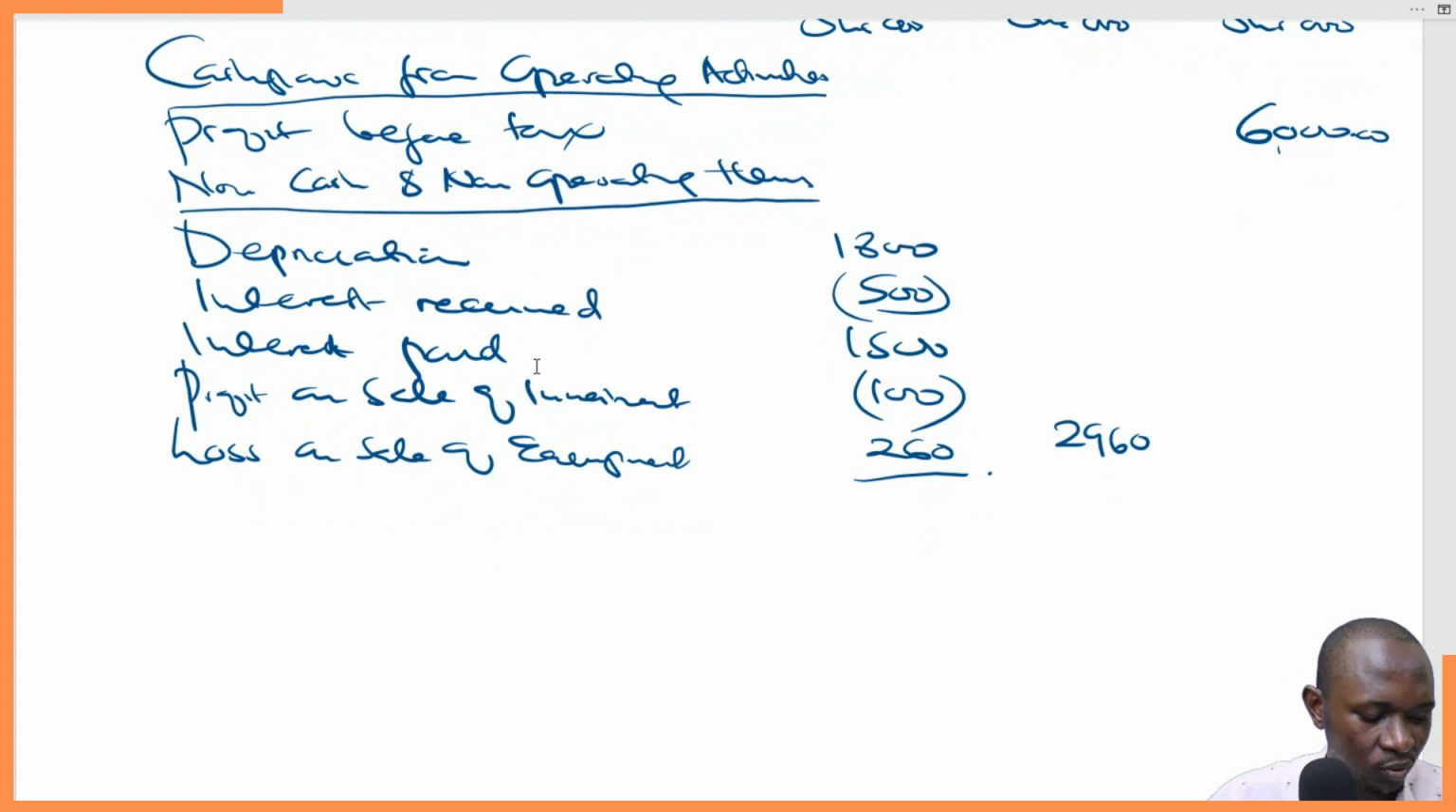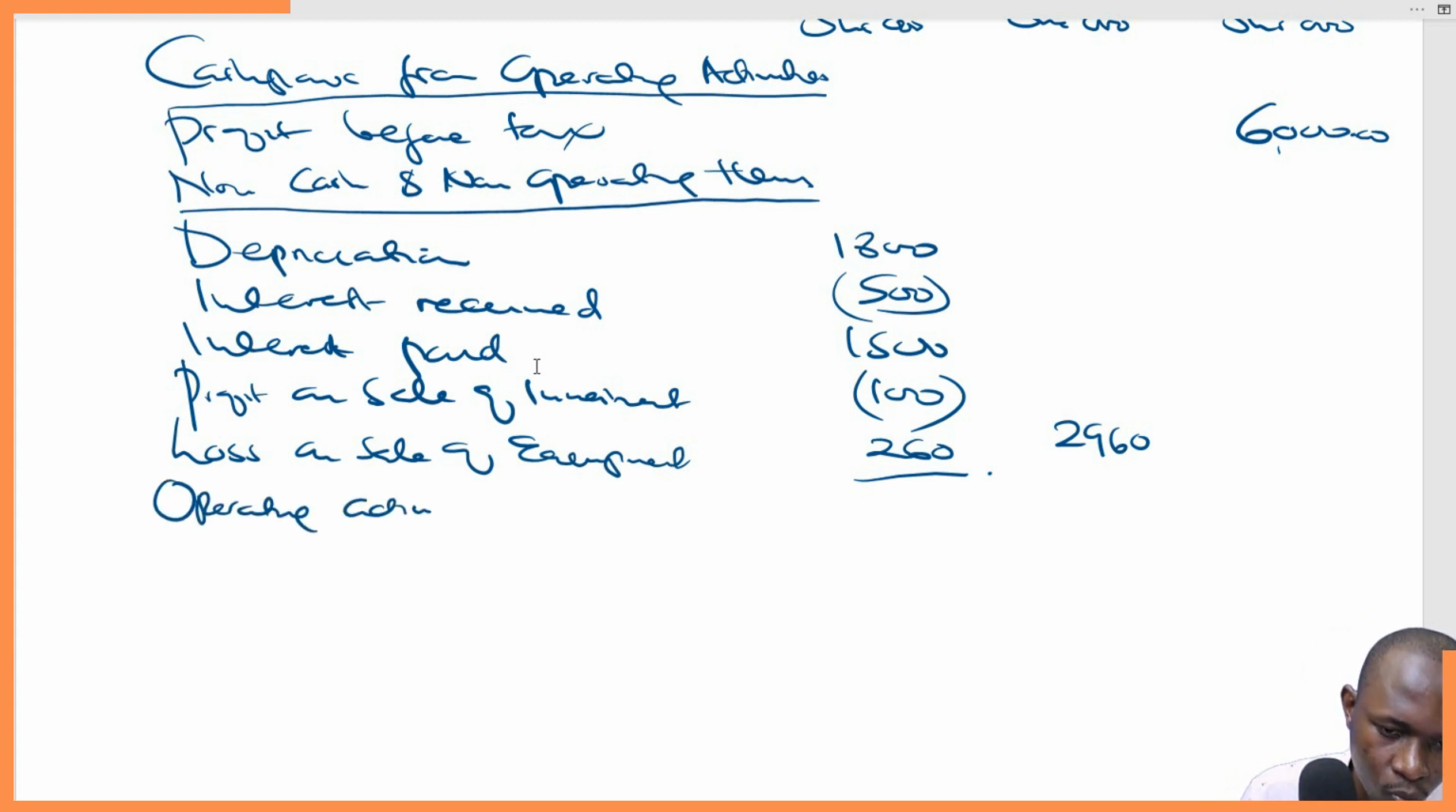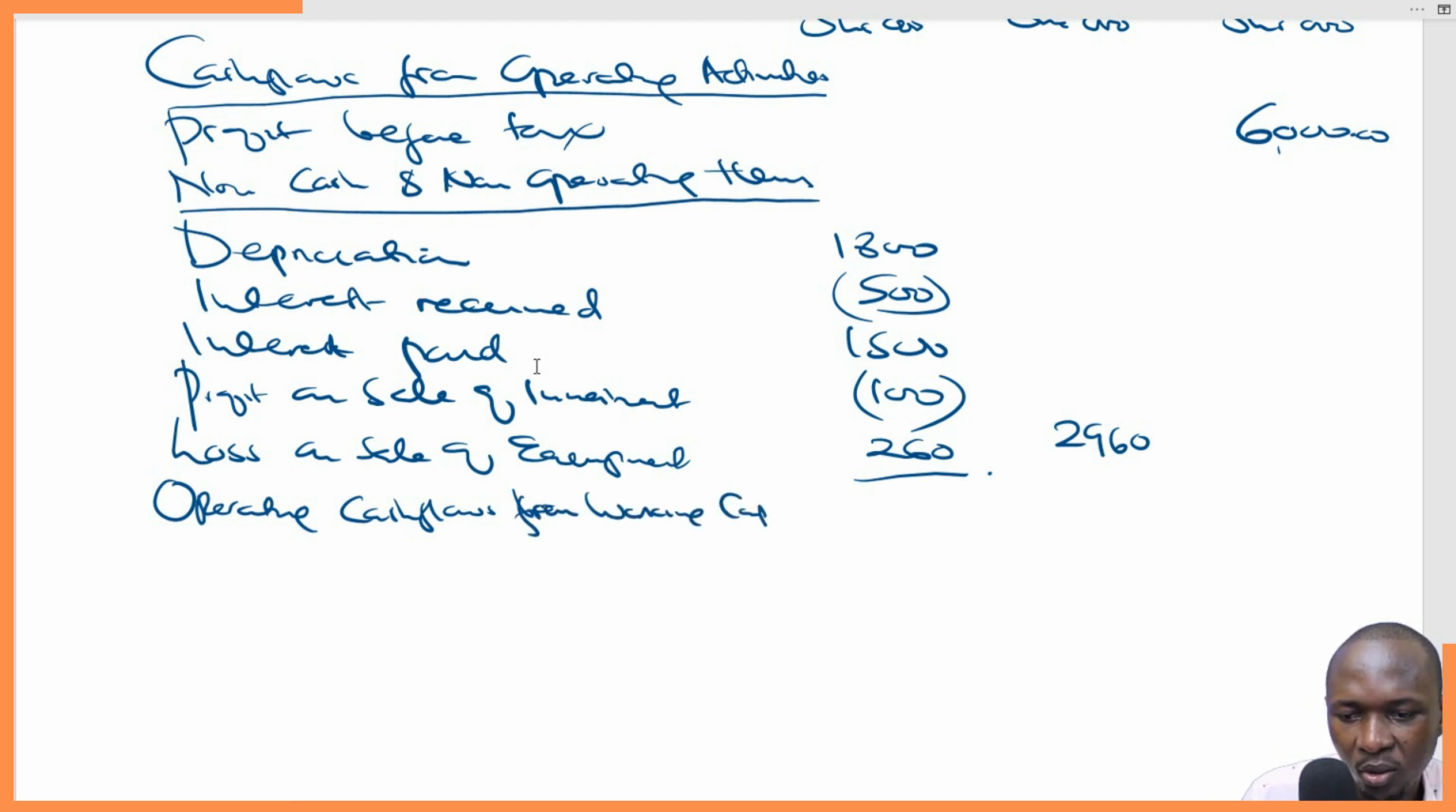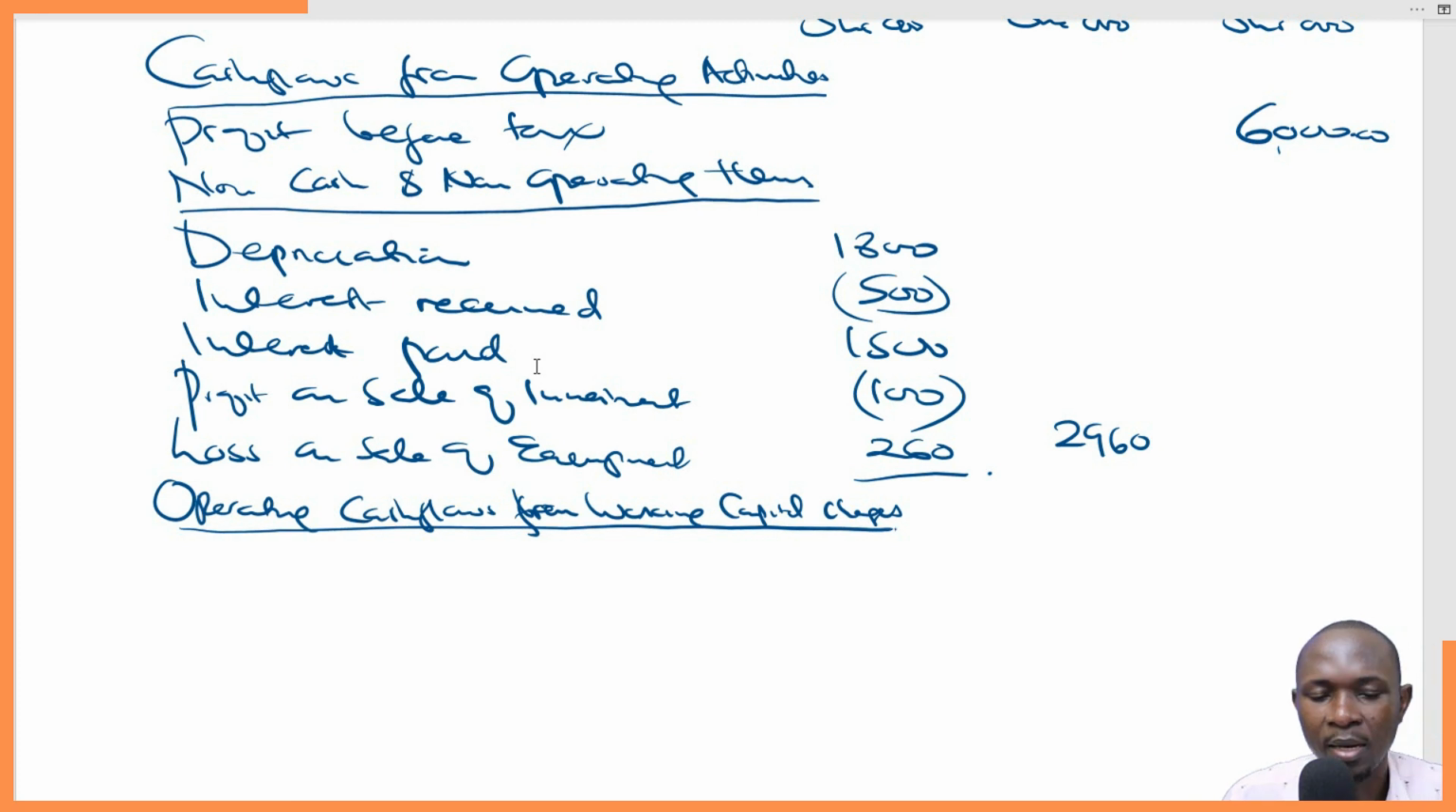So once you are done with that, we go to the second stage, still under operating activities, and we talk of operating cash flows before working capital, or operating cash flows from changes in working capital, or changes in working capital.